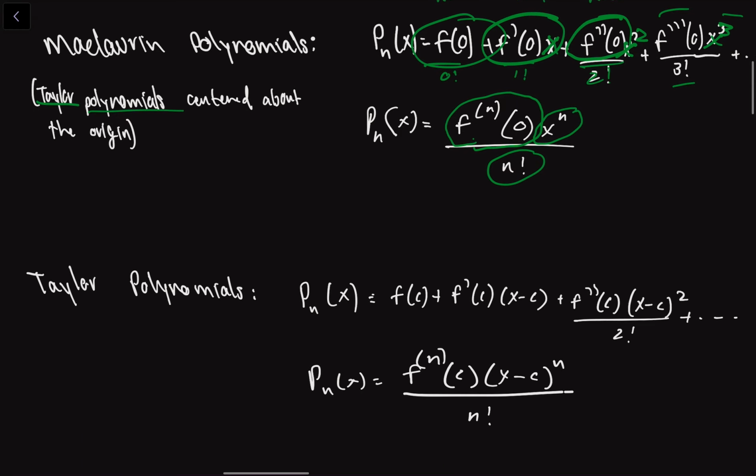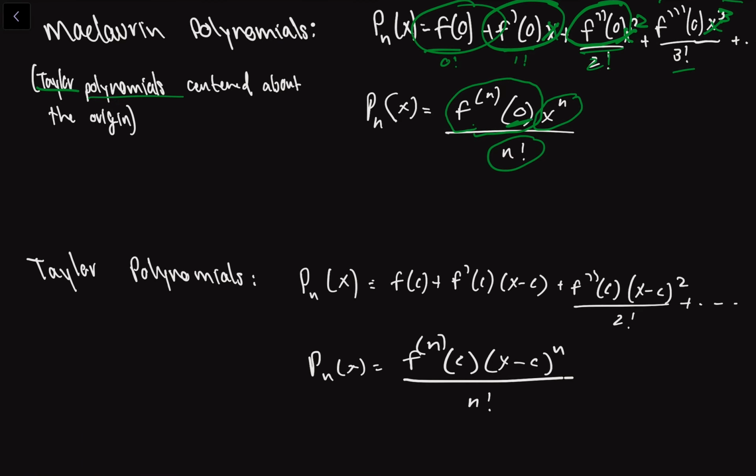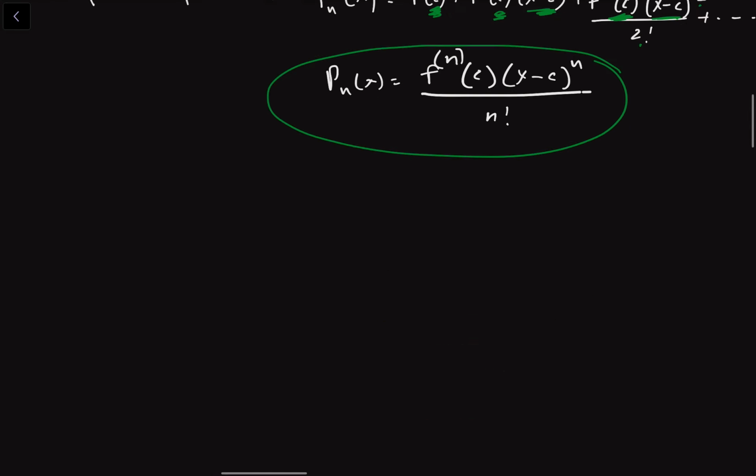So a Taylor polynomial is the same thing, except it's no longer centered about 0. We don't have a 0 there. We have c. It's centered about c. And so we have f of c, f prime of c, x minus c instead of just x. So f double prime of c, x minus c squared. So second derivative, second power, and 2 factorial, right? So it's the same thing, except it's not centered at 0 anymore. It's centered at some c. So this is a much more general form. So a Maclaurin polynomial is just a Taylor polynomial that is centered about the origin. So we're going to be using this form, right?